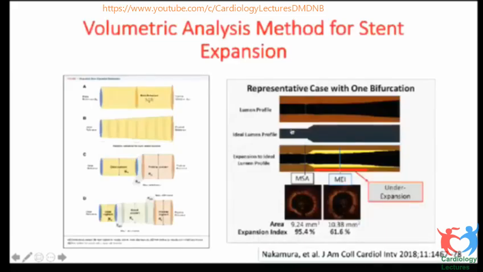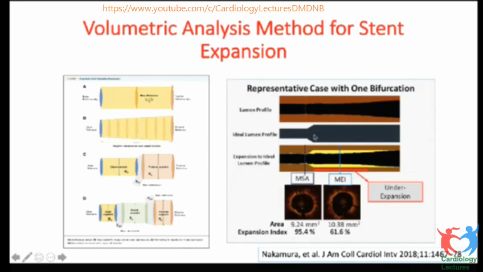So what is the appropriate expansion criteria? The most appropriate criteria will be volume-based criteria, volume-based assessment of expansion. What it does is take into account the vessel tapering and the branches where there is a big step up, step down in the vessel dimensions. So this is how it is done.